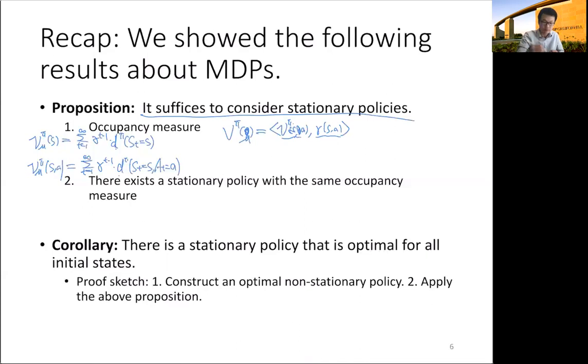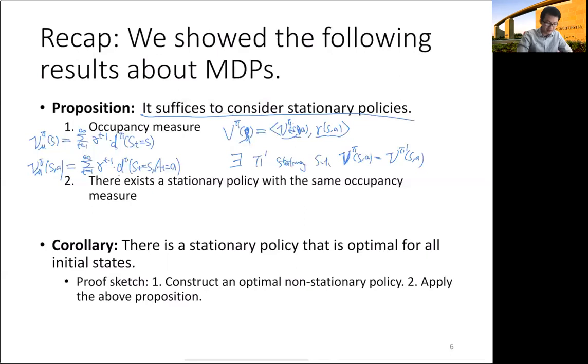Okay, so the idea of our proof is to say that for any policy that is non-stationary, there always exists a policy pi prime which is stationary, such that the occupancy measure mu pi of S, A is equal to mu pi prime of S, A. That tells us that it suffices to only consider stationary policies, because for any non-stationary policy, there is another policy that gives you exactly the same value.